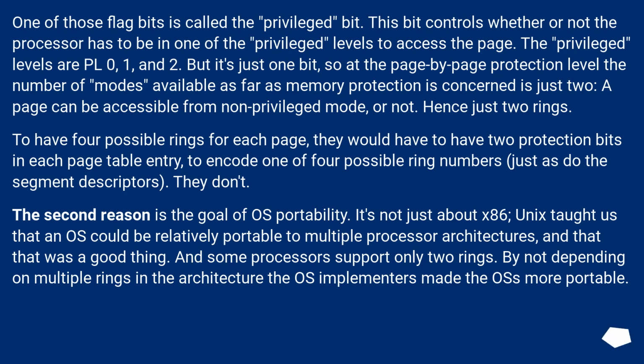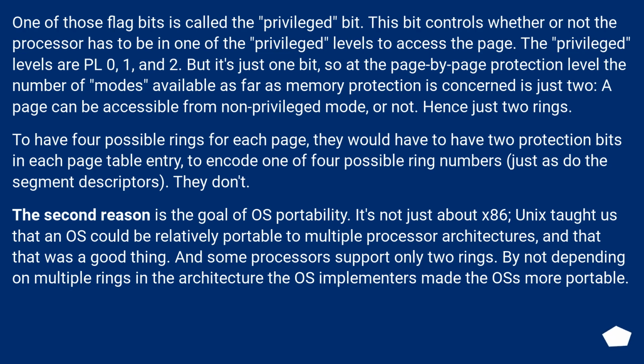But it's just 1 bit, so at the page-by-page protection level the number of modes available as far as memory protection is concerned is just 2. A page can be accessible from non-privileged mode, or not. Hence just 2 rings. To have 4 possible rings for each page, they would have to have 2 protection bits in each page table entry, to encode one of 4 possible ring numbers, just as do the segment descriptors. They don't.